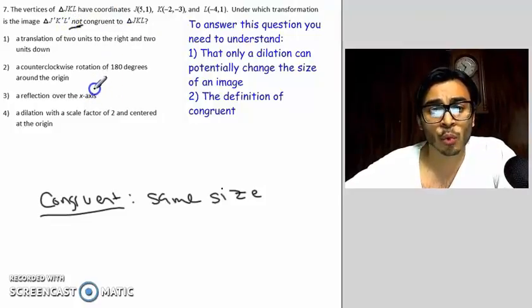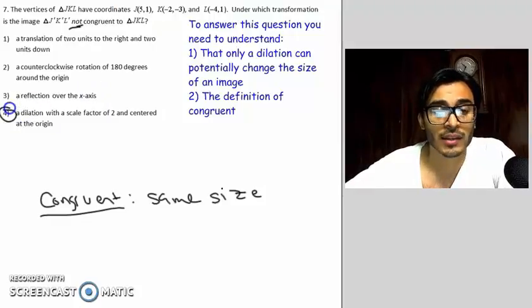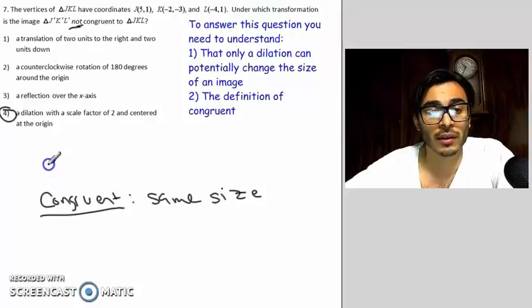So now think, which transformation, there's only one, will produce an image that's not congruent, meaning will change the size? Well, that's a dilation. Only a dilation will change the size. A reflection, you're going to get a congruent image. A rotation, you're going to get a congruent image.